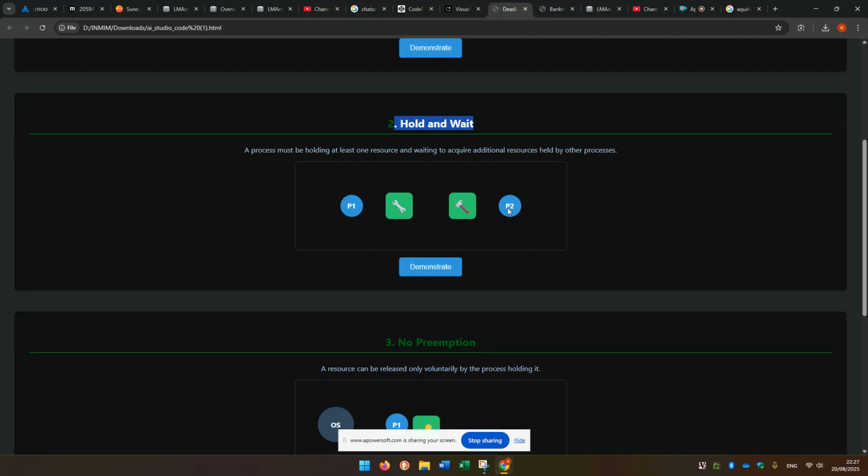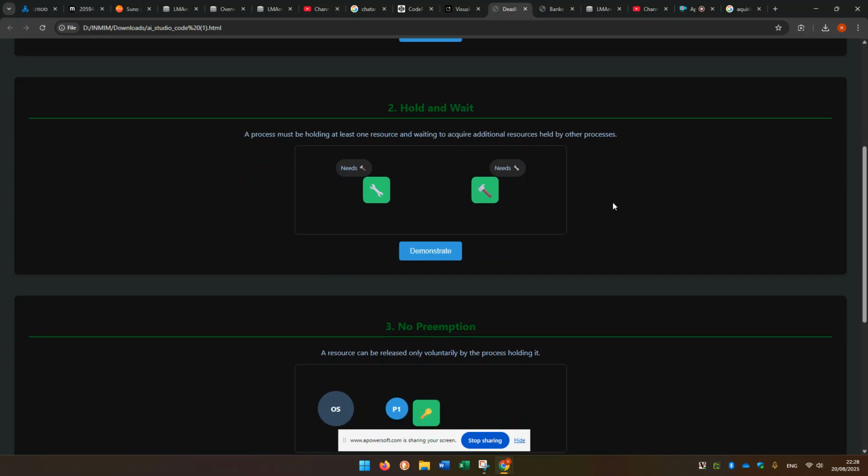You see those two processes. Here are resources. Now each one of them will take one, but each one of them needs the other one's resource. So a process must be holding at least one resource and waiting to acquire additional resources held by other processes. As you can see here, again, each process holds its resource, but it needs the other one's resource, and the other one is held by the other process. This is the hold and wait condition.